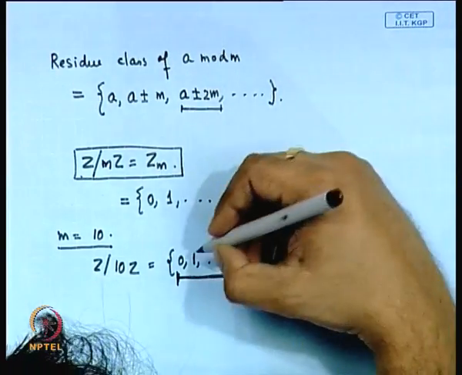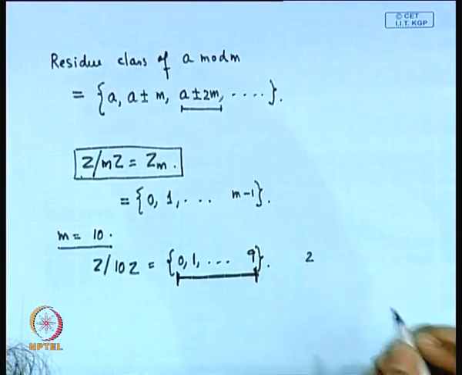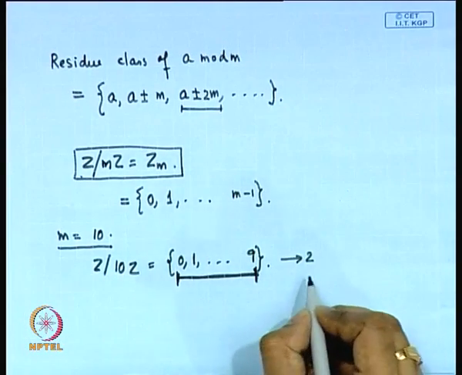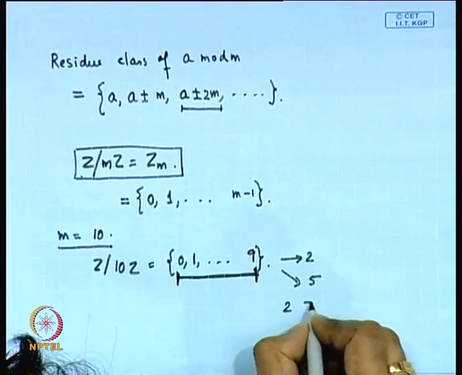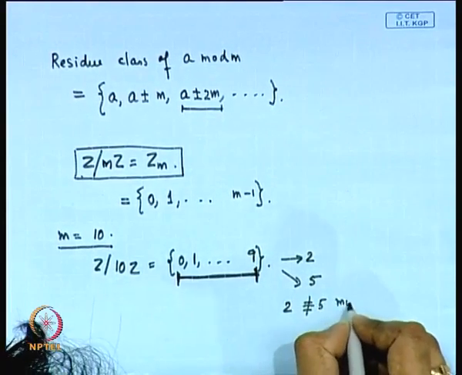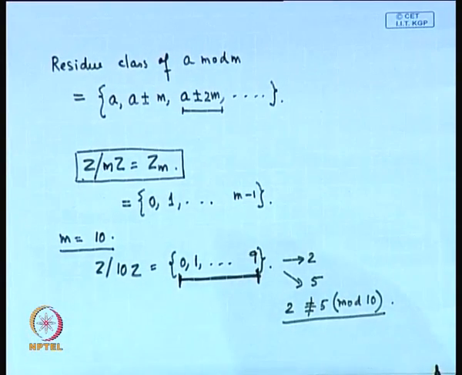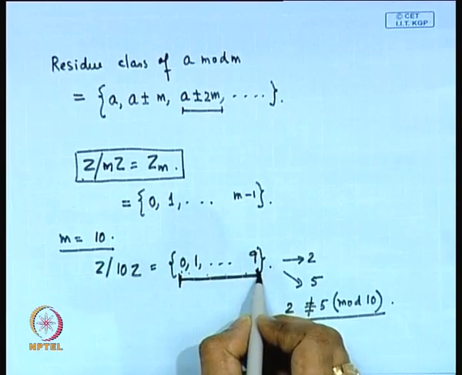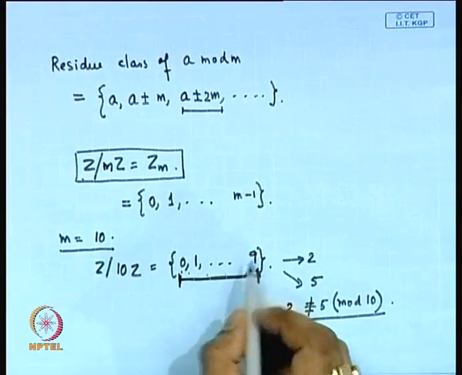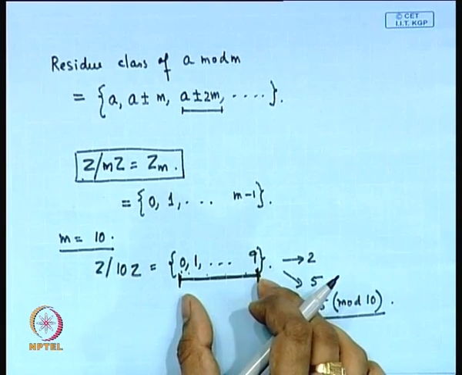So if you take any numbers from this set, for example, one random choice could be 2 and another arbitrary choice could be 5, then 2 and 5 are never congruent to each other modulo 10. Why is 2 not congruent to 5 modulo 10? Because 10 will not divide 2 minus 5 or 5 minus 2. So all the elements in this set are incongruent to each other, and this is the maximal possible number of incongruent values that can happen.